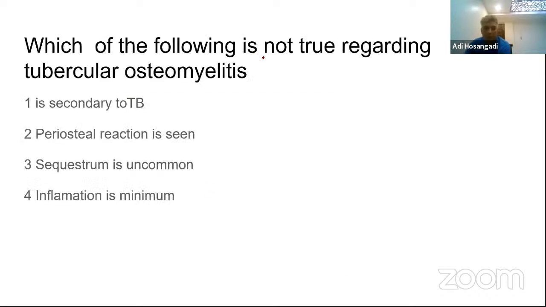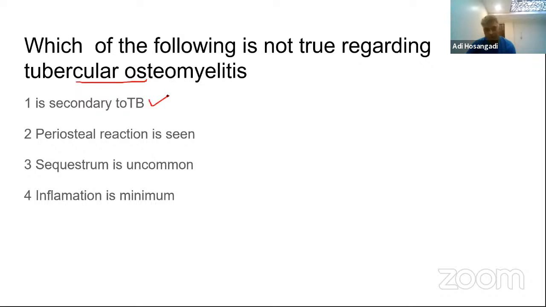Which of the following is not true regarding tubercular osteomyelitis? Well, I didn't come to that. I was talking mainly about pyogenic osteomyelitis. All this while, we were discussing pyogenic osteomyelitis. But this one question appeared. Maybe I'll touch upon that in the next class, where I'll deal with septic arthritis and other specific types of infections. Which of the following is not true regarding tubercular osteomyelitis?